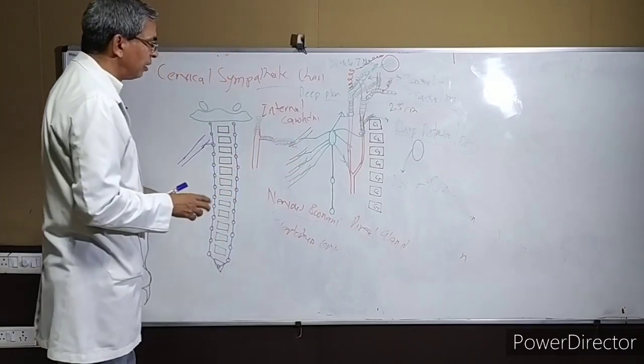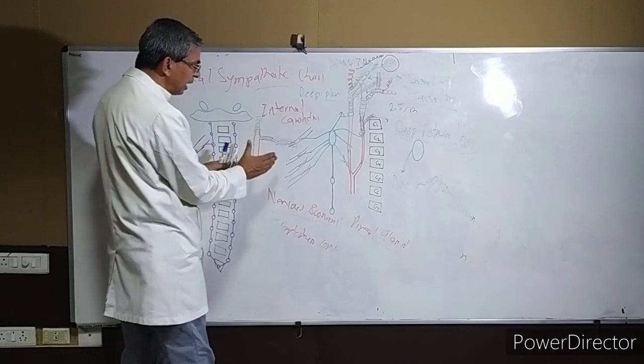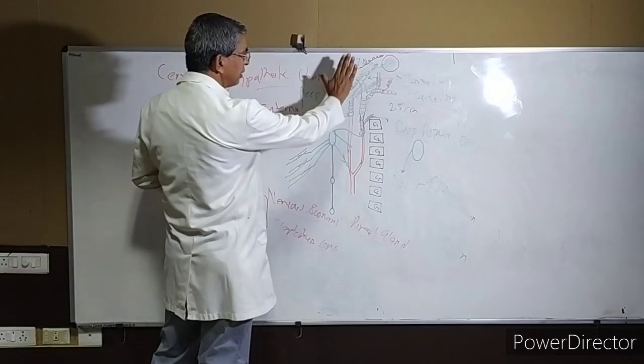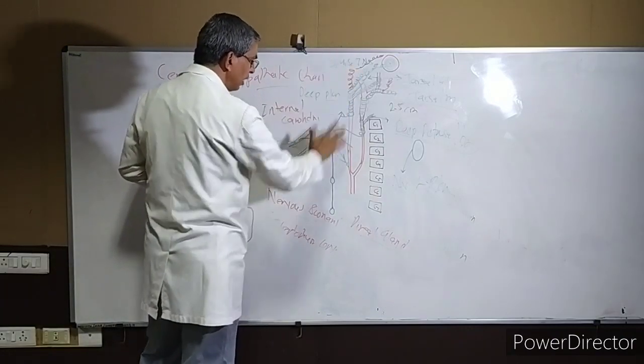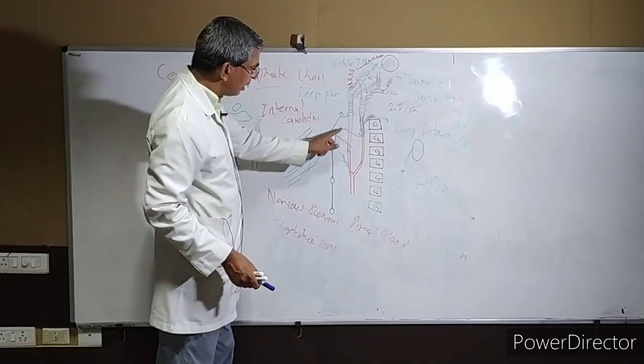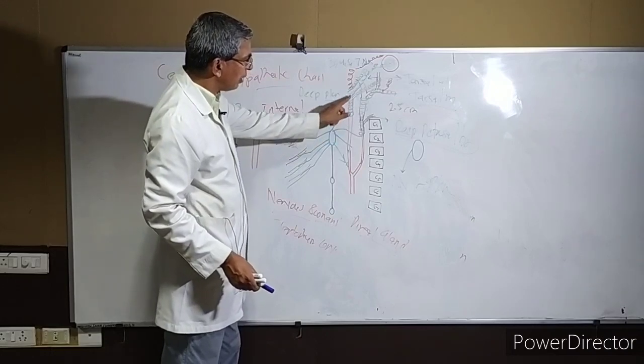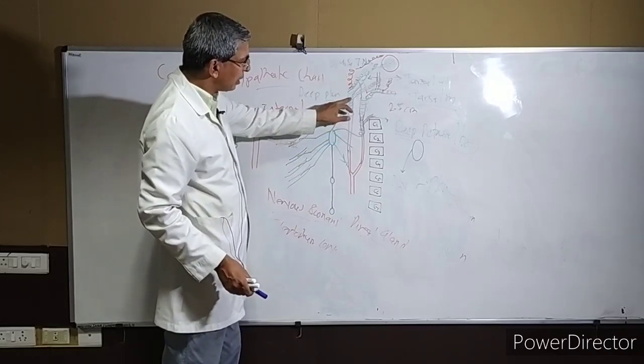Okay, like this. So in this way the superior ganglion gives rise to the ascending branches. So these are the ascending branches. One ascending branch passes along the internal carotid artery, which is the internal carotid nerve, and this internal carotid nerve ascends upward.